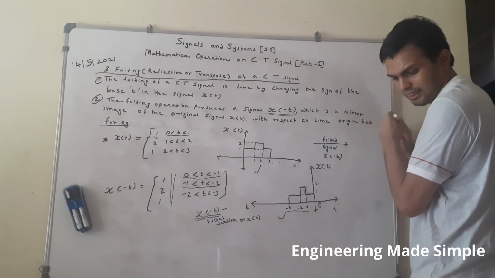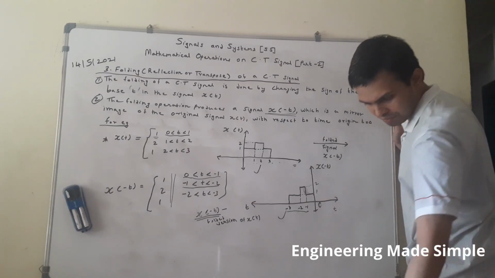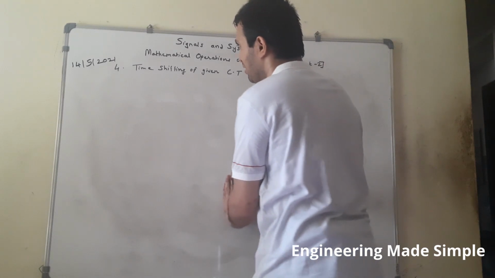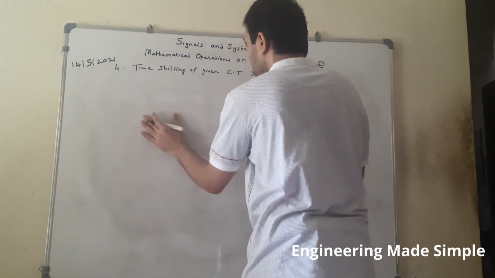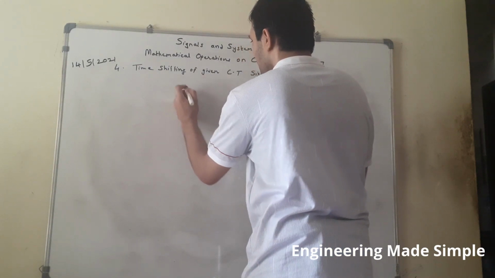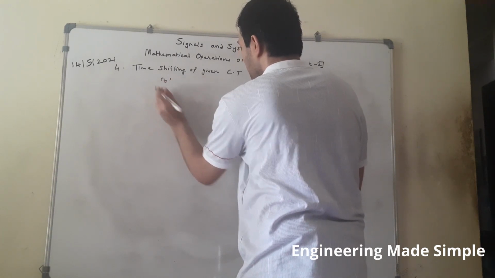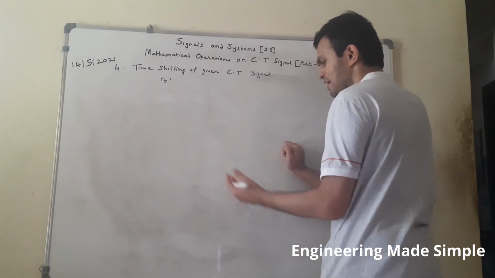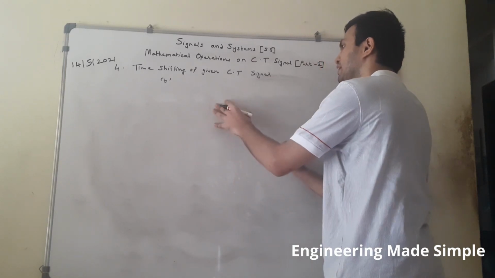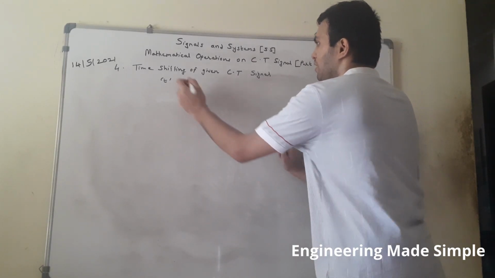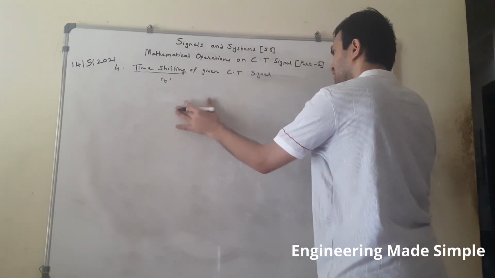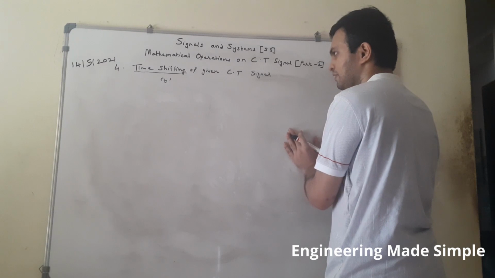Now we will study the next type of mathematical operation: time shifting of a given signal. Now what do you mean by time shifting? We are going to shift the signal. Time is present on the x-axis of your given continuous time signal, because time is the independent variable in the continuous time signal case. So when I use the term time shifting, I am talking about shifting the signal along the time axis.